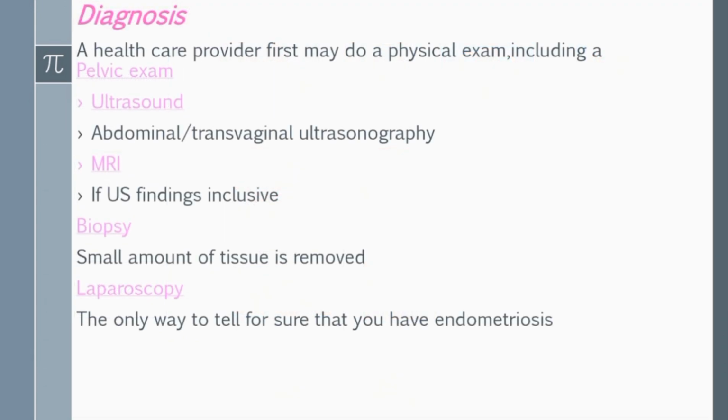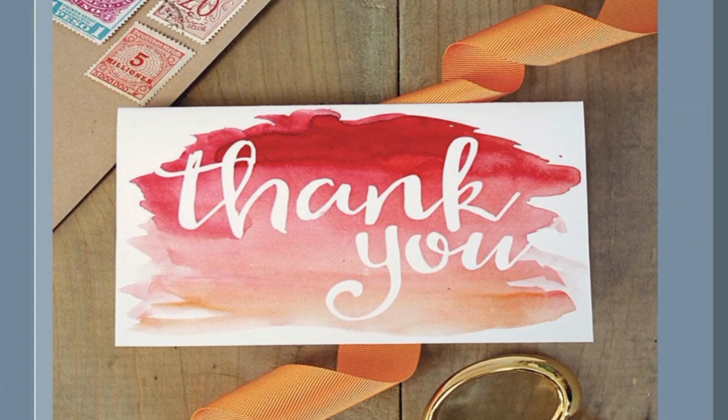How do we diagnose endometriosis? A healthcare provider first may do a physical exam, including a pelvic exam, abdominal ultrasound, transvaginal ultrasonography, and MRI if the ultrasound findings are inconclusive. And biopsy, where a small amount of tissue is removed, and laparoscopy is the only way to tell for sure that you have endometriosis. And thank you for listening.